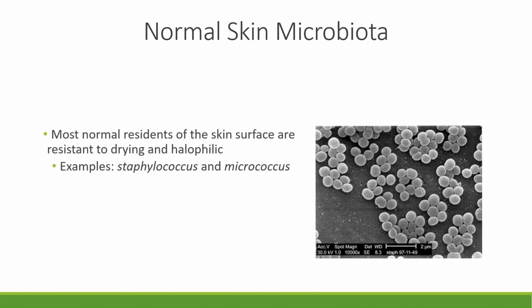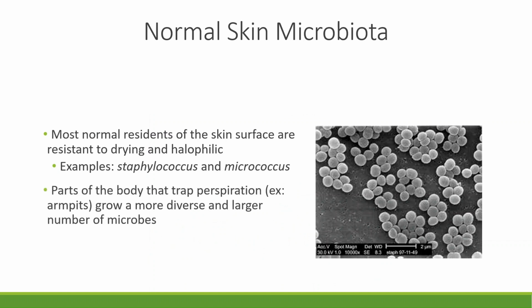Now, included in our normal skin microbiota are microorganisms like Staphylococcus and Micrococcus. And the organisms that inhabit our skin tend to be resistant to the desiccating, the drying surfaces of our skin, as well as halophilic, which you might remember means to be a salt-loving microbe. There are parts of the body that can trap perspiration, such as the armpits, and those regions tend to grow a more diverse and larger number of microbes. And there are some microbes that only grow in the hair follicles, which are a very unique microbial climate or environment compared to the general aerobic surfaces of our skin.